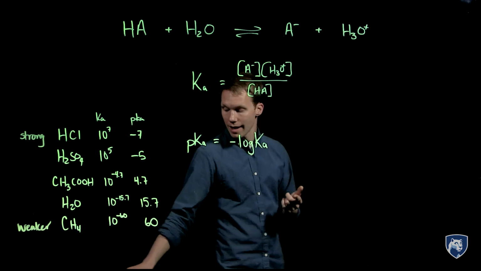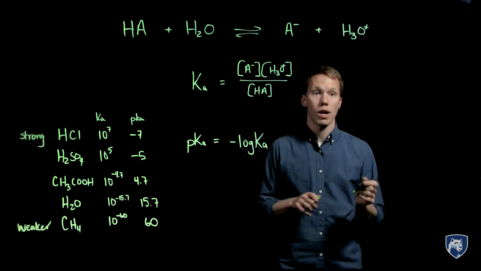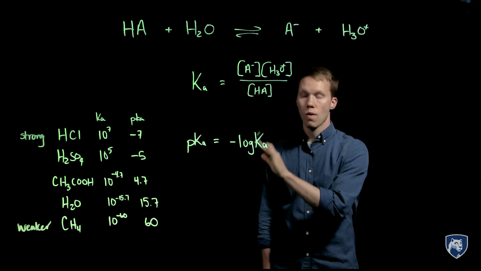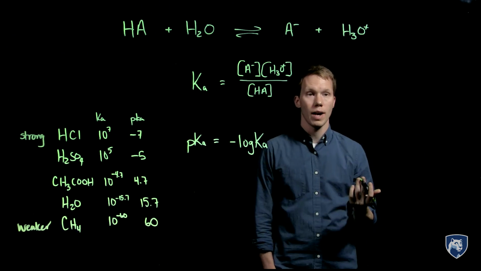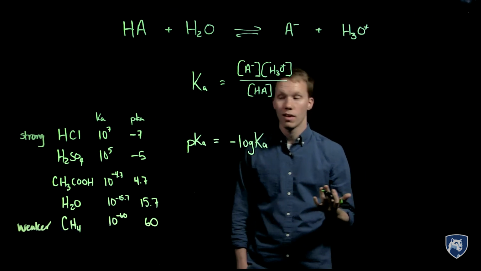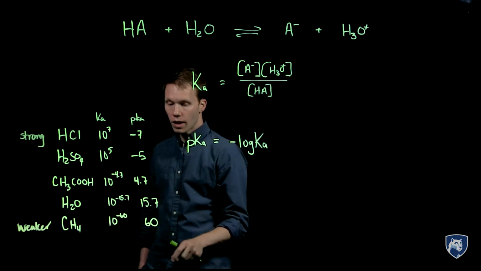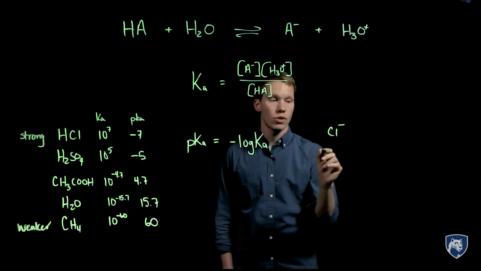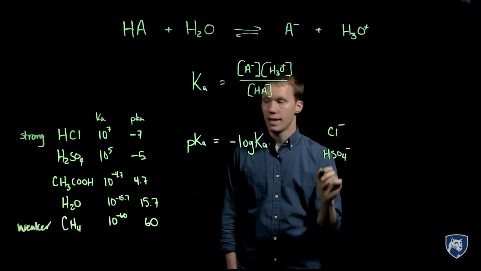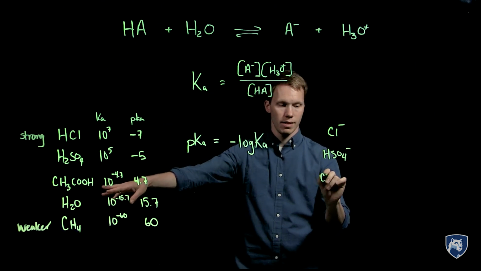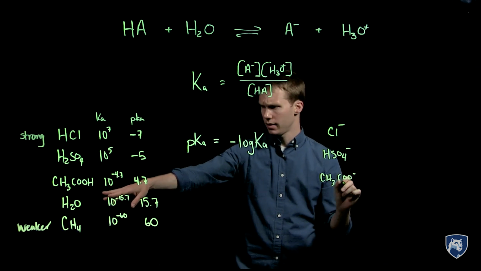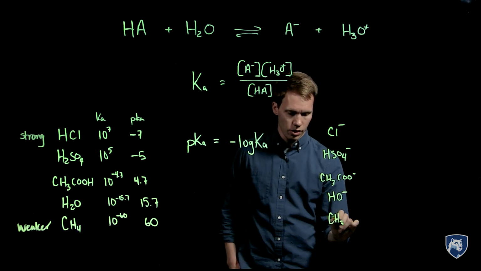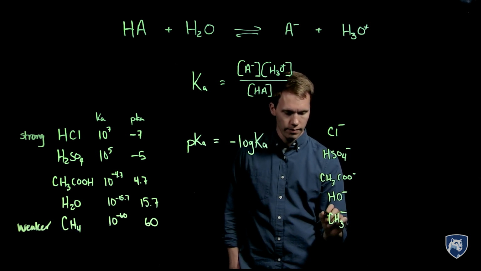So then when we think about how this connects up to our bases and strength, we can see it is very straightforward. So what does that tell me about the conjugate base? Well, the conjugate base of HCl is Cl minus. Conjugate base of H2SO4 is HSO4 minus. The conjugate base of acetic acid is CH3COO minus. The conjugate base of water is HO minus. Conjugate base of methane is CH3 minus.